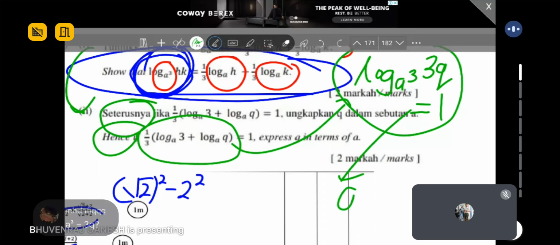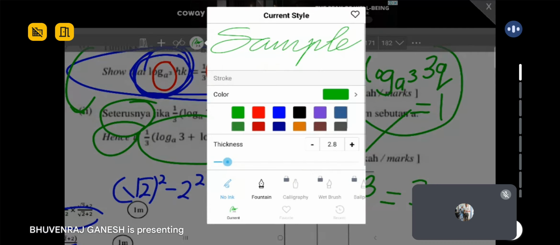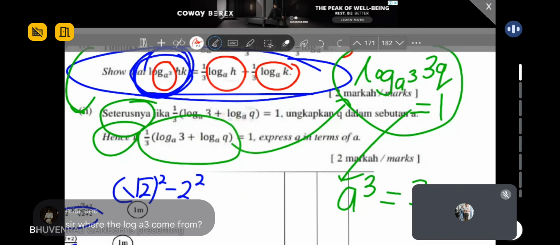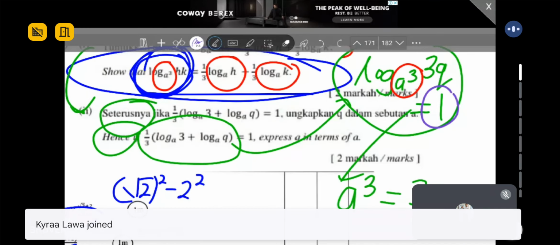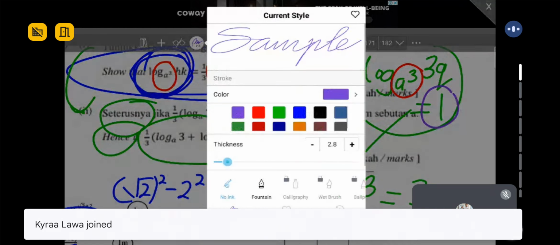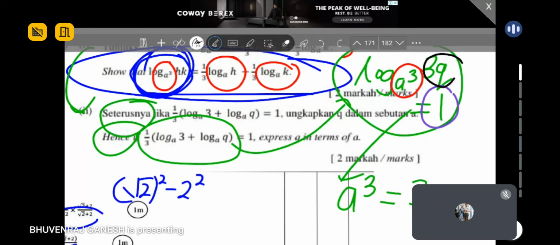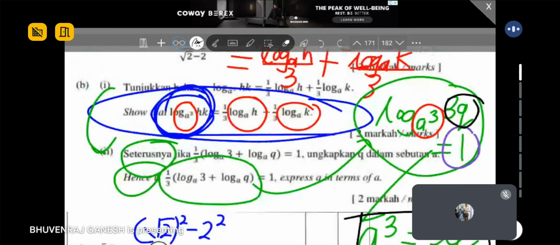Yes, very good. Okay, A kuasa 3 sama dengan 3Q. Am I right, guys? Okay, you take the base, power the number on right hand side. Base, power, number 1. So still maintain as A cube equal to the number on the left hand side. So that's how you get this answer. Boleh faham? Log A cube. Oh, kamu salin balik saja jawapan kat B.